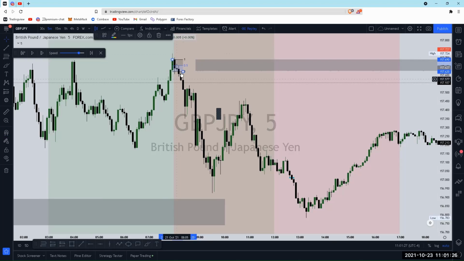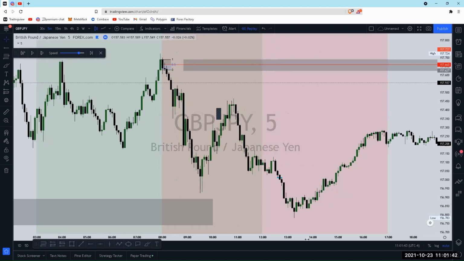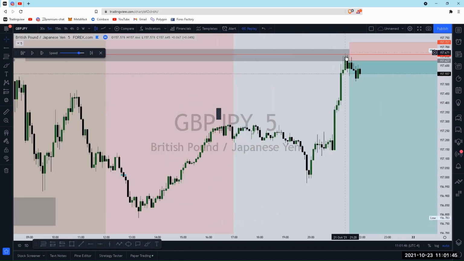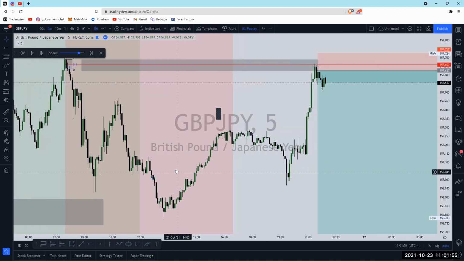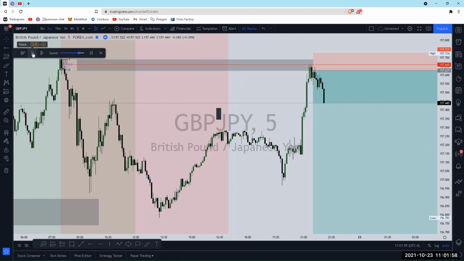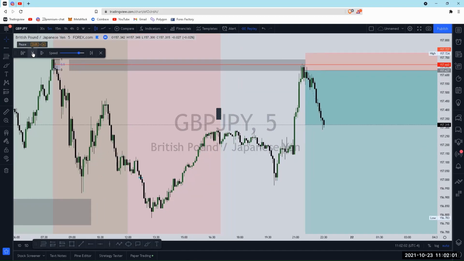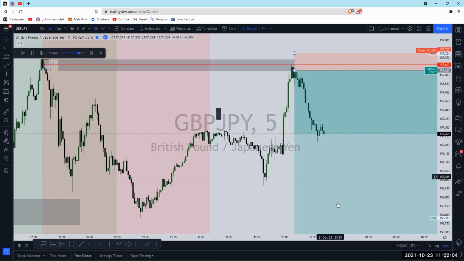Let me measure the bodies of it, basically the majority of the volume inside this candle. That's 50% of that order block right there. And you can see price came up and tapped it right there at $157.66. Price tapped up into that order block and immediately started to decrease in value. And I sold it, therefore I'm gaining profit.